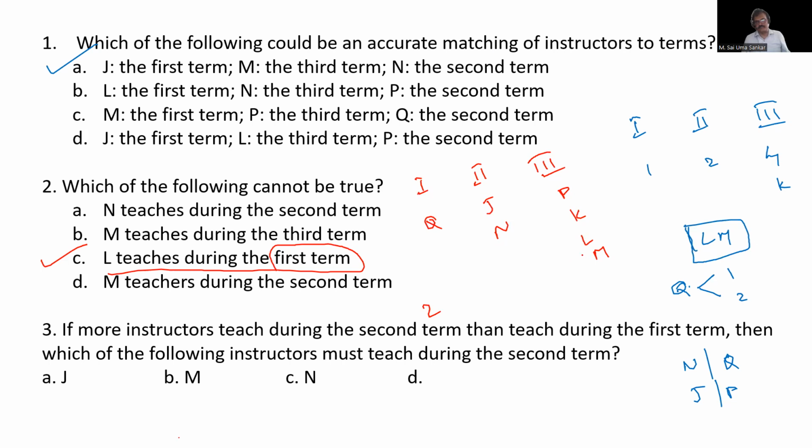LM must be in the third one. Q must be either first one or second one. Okay, and Q and N different, and P is different. Suppose Q is here, N must be here. This is also valid. Okay, so what happened? Option A is the correct answer.